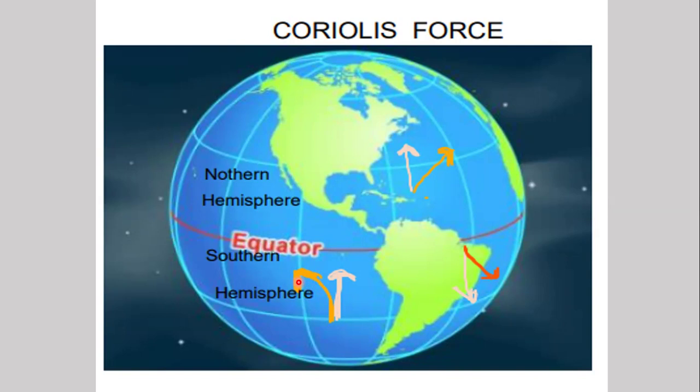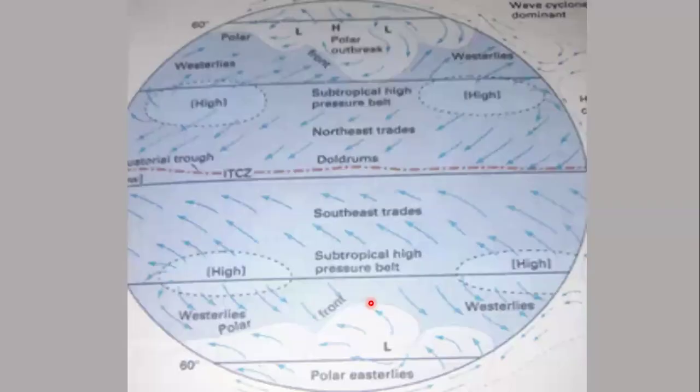Another force is the frictional force, which is near the surface. Roughness of the earth causes friction. This retards the speed of the wind. This force has impact up to a few meters only.